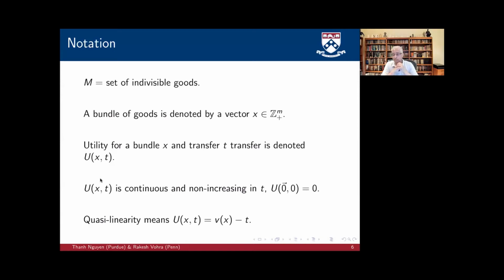The utility for a bundle X and a transfer T, I'm going to denote by U of X comma T. And the assumption I'm going to impose on utility is that it should be continuous and non-increasing in the transfer. And just to remind you, quasilinearity is a special case where your utility can be decomposed into 2 parts, a value for the bundle minus the transfer.